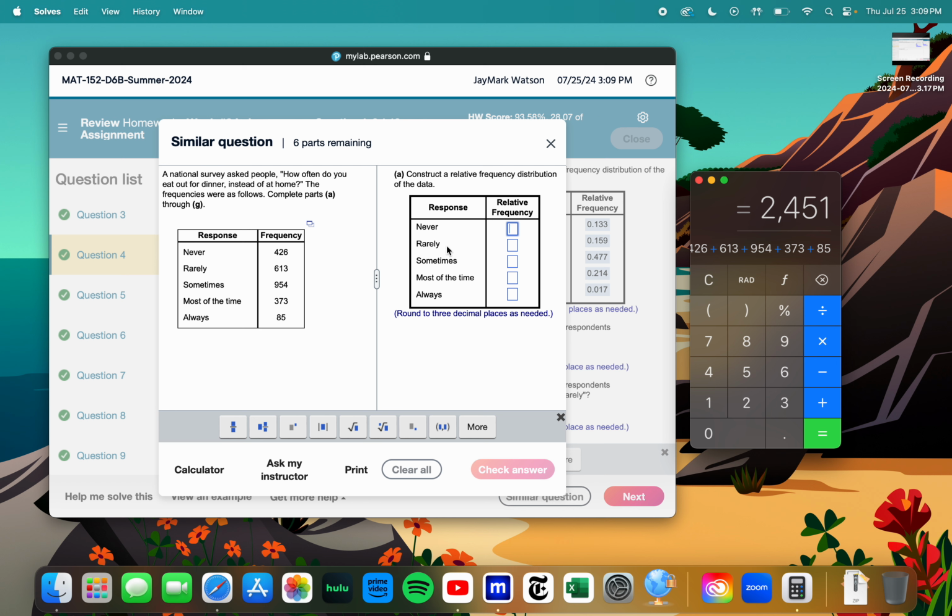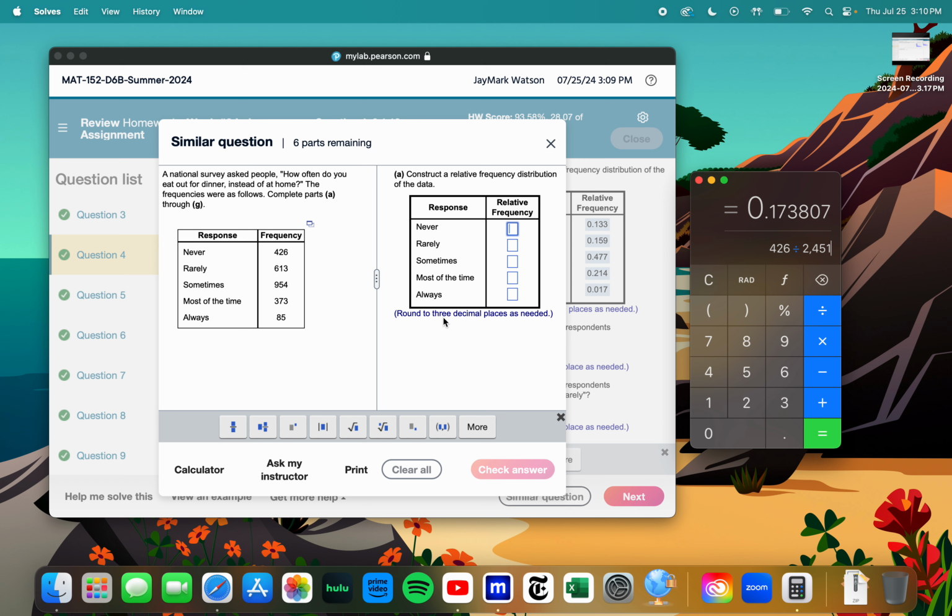In order to make this table, I'm going to write that number down in my notes on my phone so we don't forget it: 2451. We're going to divide all these numbers by 2451 and get a decimal.